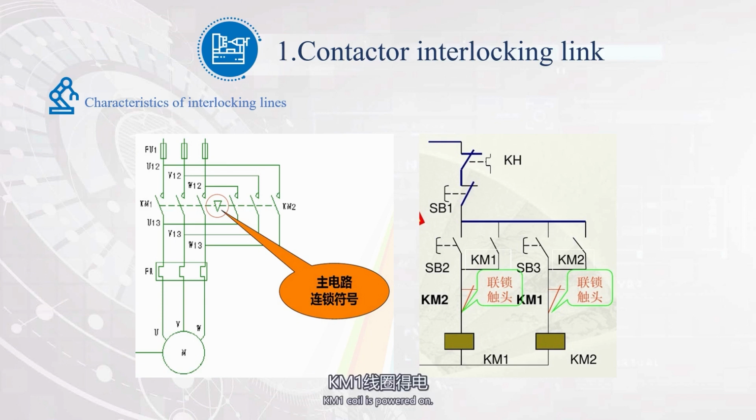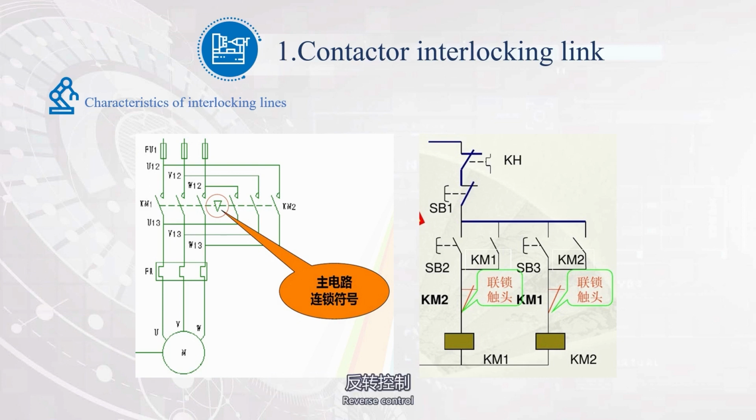KM1 coil is powered on. KM1 self-locking contact closed, self-locking, KM1 main contact closed. Motor M starts continuous forward rotation. KM1 interlocking contact breaking for KM2 interlocking.